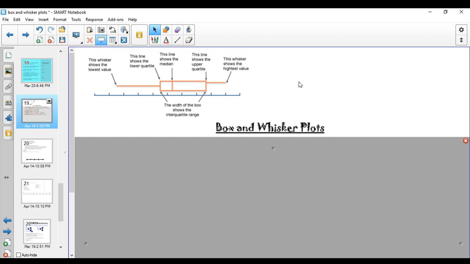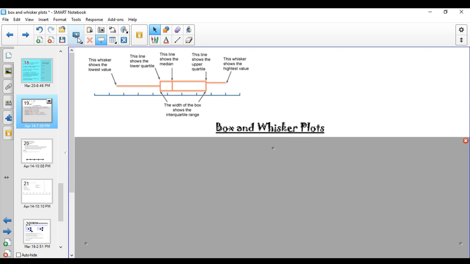Hey guys, this week we're going to be focusing on box and whisker plots. So we're going to talk about how to create them, but the main things that we're going to be focusing on are how to interpret them once they've already been created, and then how to compare two different box and whisker plots. So today's video is mainly just going to be kind of a basic review.